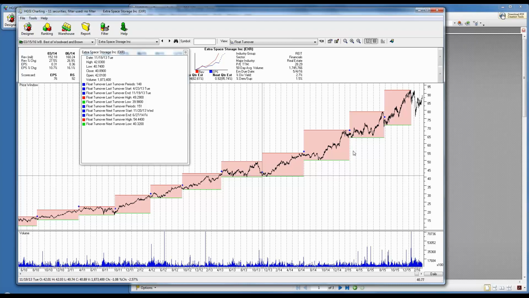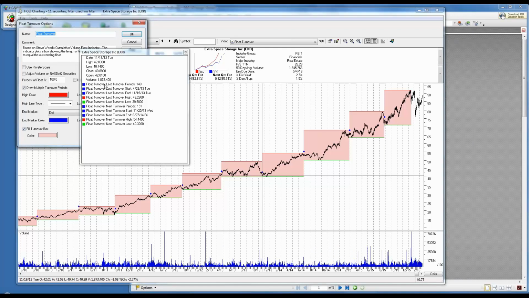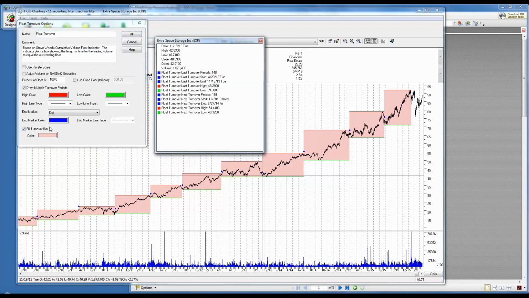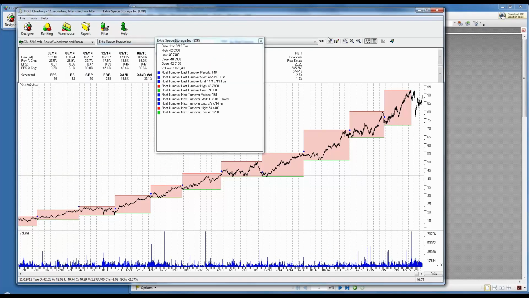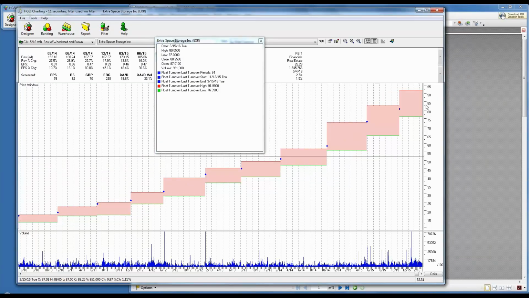So one of the comments, let me talk about this real quick. If you turn on the fill turnover box in the indicator, you've got to make sure that the float turnover is higher in the window than the price, because it draws in order from the top to the bottom. And so float turnover is drawn first, and then price is drawn on top of it. But if you put price before the float turnover, you won't actually see the price because the float turnover window is blocking it.